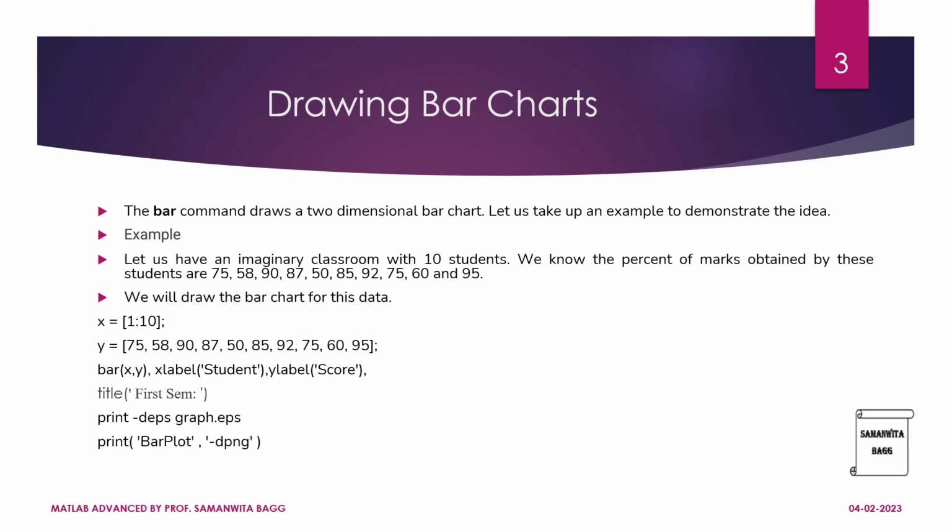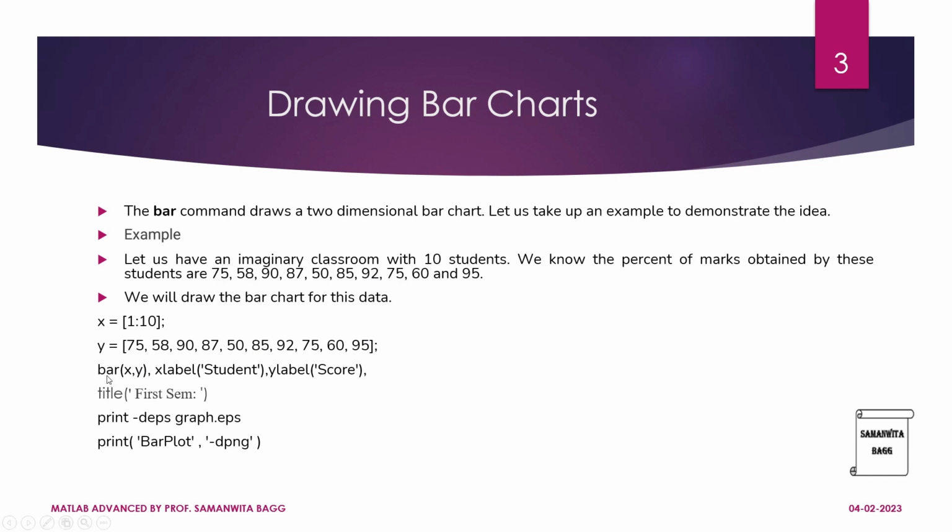Let us take up an example to demonstrate the idea. Let us have an imaginary classroom with 10 students. We know the percent of marks obtained by these students are these values. We will draw the bar chart for this data. So the code that we are going to write here is x is 1:10. These are the number of students that we are plotting on the x-axis. y is the percentage marks. So the marks that we have got from the question, we have written them. This is an array of data which is given into the system.